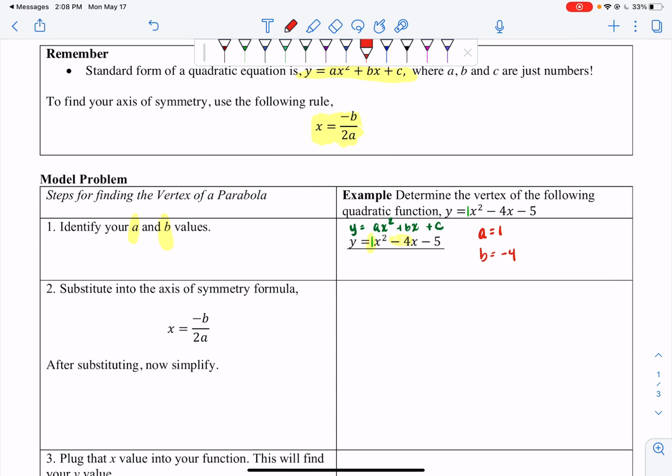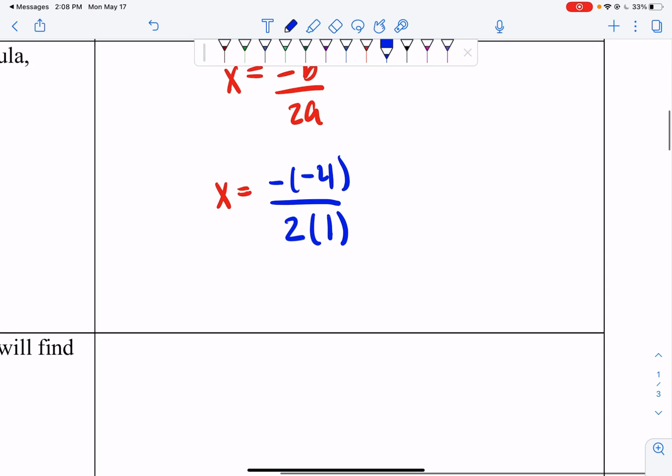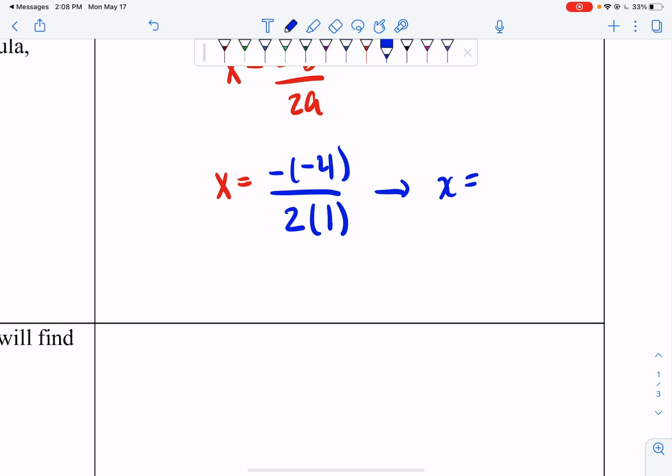Perfect. Step 2 says substitute into the axis of symmetry formula, and here's our formula, x equals negative b divided by 2a. The first thing I do is I always rewrite it: x equals negative b over 2a. X equals, and we said that b was negative 4, so I have negative 4 over 2 times my a value of 1. What's the negative of a negative 4? It's a positive 4. So this becomes x equals 4 over, what's 2 times 1? 2. What's 4 divided by 2? 2. So my axis of symmetry is at x equals 2.